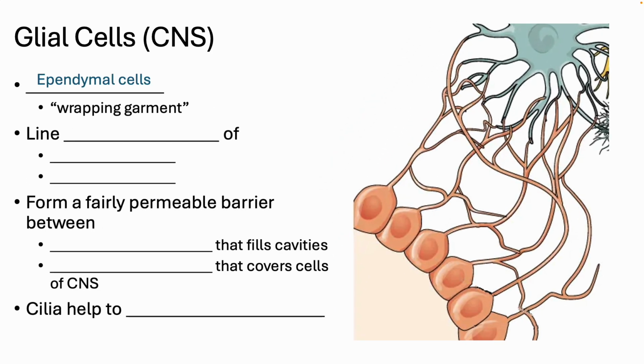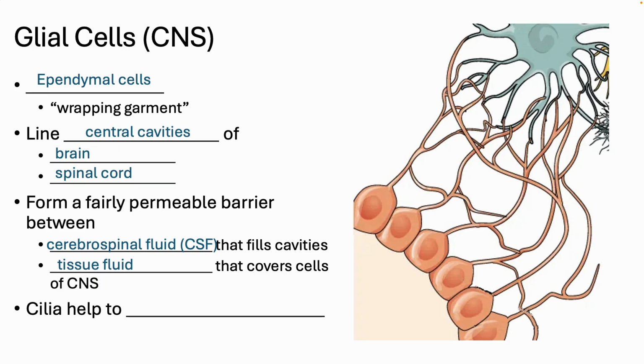The next type of glial cells are the ependymal cells. This name means wrappings or garment. They line the central cavities of the brain and the spinal cord. There they form a fairly permeable barrier between the cerebrospinal fluid and the tissue fluid that the cerebrospinal fluid is communicating with. So it covers the cells of the central nervous system.